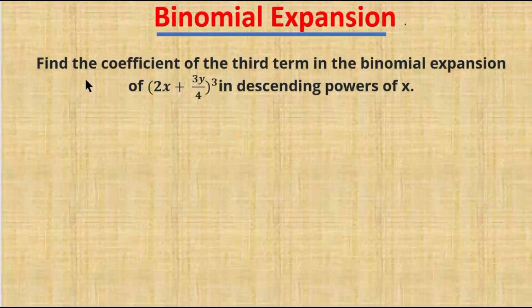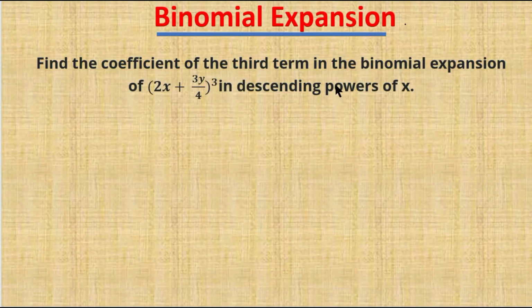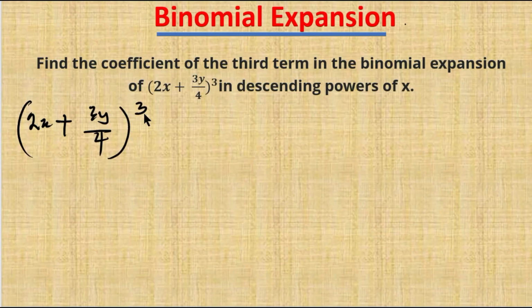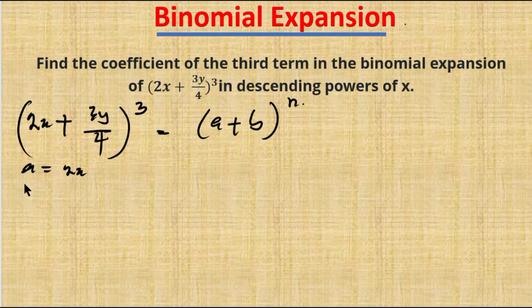We have this question that wants us to find the coefficient of the third term in this binomial expansion. The binomial expansion of (2x + 3y/4) all raised to the power of 3. Now, if I'm going to do this binomial expansion, I know that this is in the form of (a + b) all raised to power n, where I can class my a to be equal to 2x, my b to be the same thing as 3y over 4, and my n to be the same thing as 3.